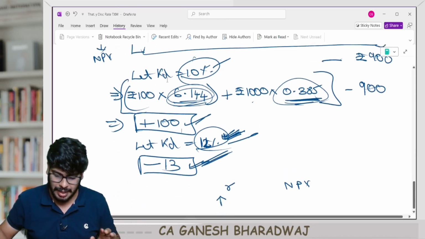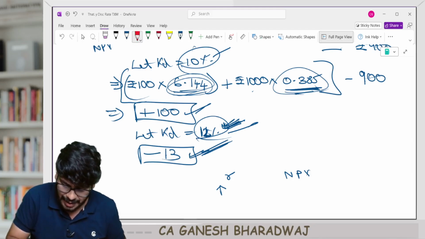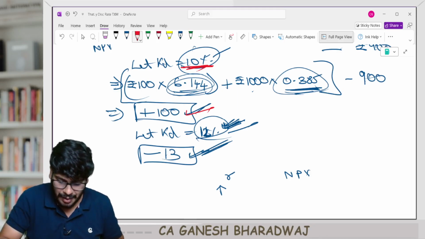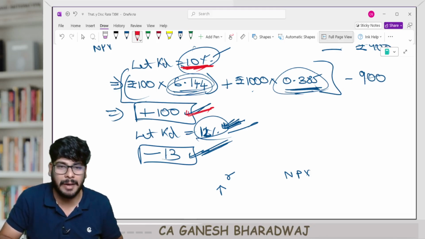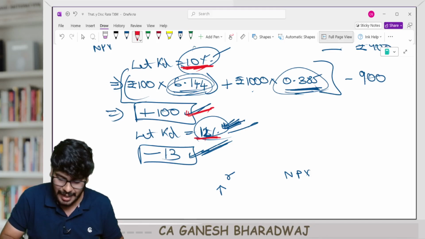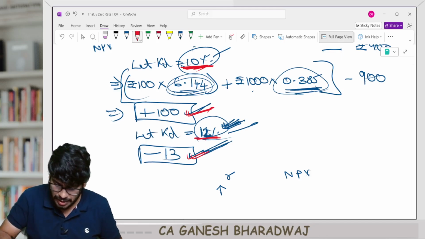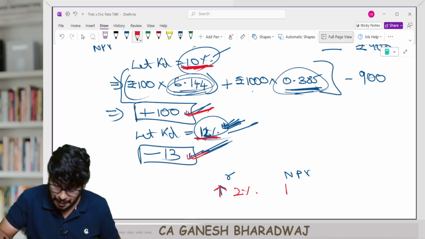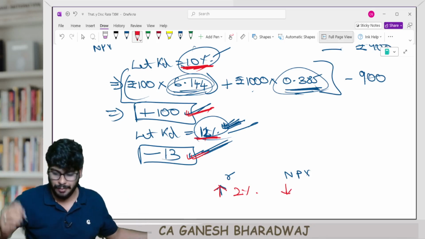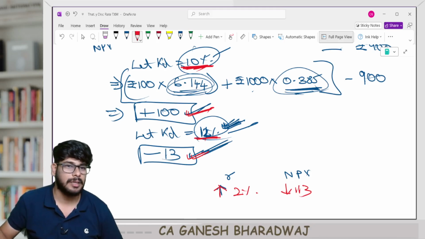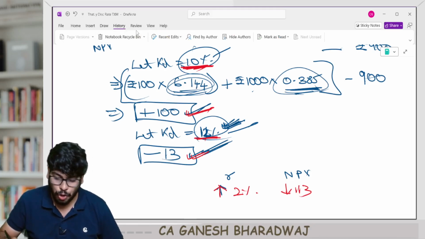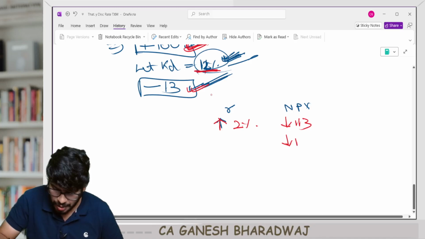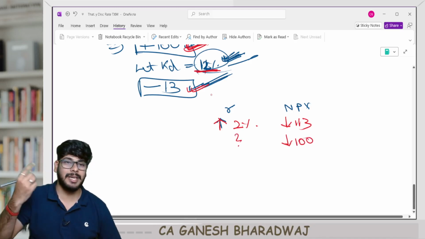So now basically what has happened, if I keep my KD as 10%, I'm getting a positive 100. Guys, please focus here. If I'm having a KD of 10%, the NPV value is a positive 100. If I keep my KD as 12%, I'm getting a negative 13. Or in other words, if I increase my KD by 2%, my NPV falls from positive 100 to negative 13. It falls by 113. Correct? But I want my NPV to fall only by 100 to make it equal to 0. Correct? So for a fall of 100, by how much should my KD be increased from 10%?